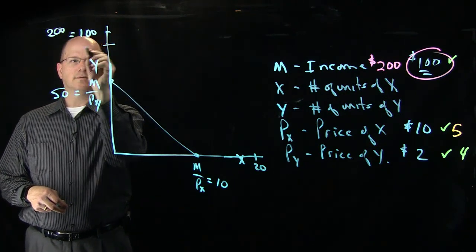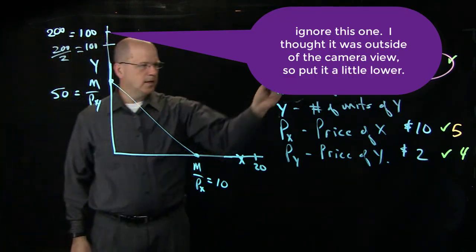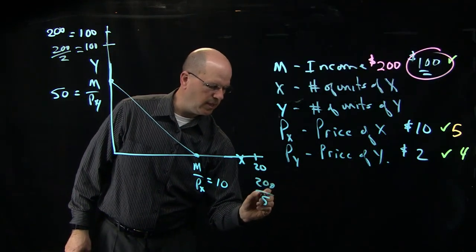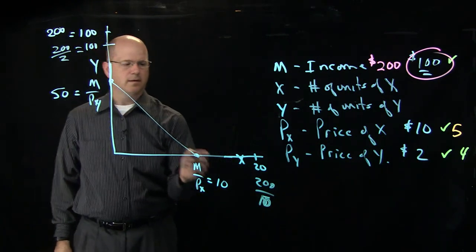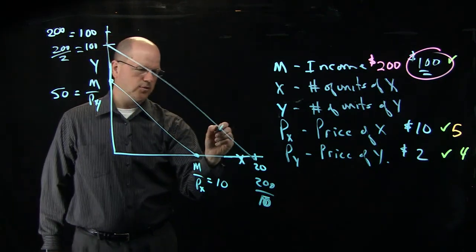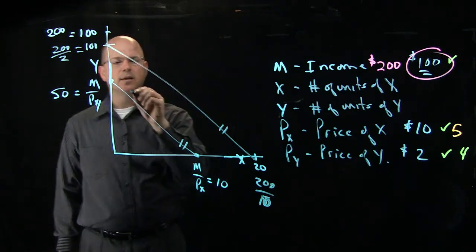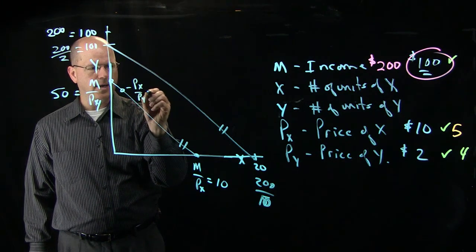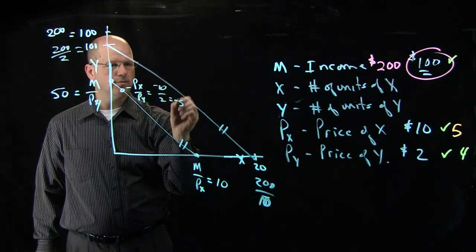And right there is the top of my screen, so 200 divided by 2, and this is 200 divided by 10. Okay? And so the shift here, drawn to scale, those two lines are parallel. Why are those two lines parallel? What's the slope of this line? Minus PX over PY, minus 10 over 2, minus 5.